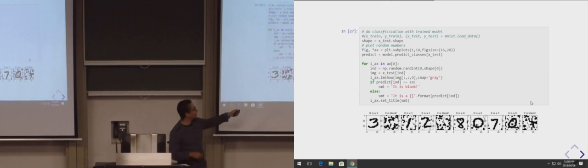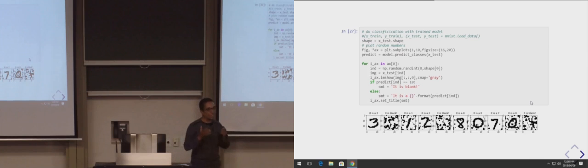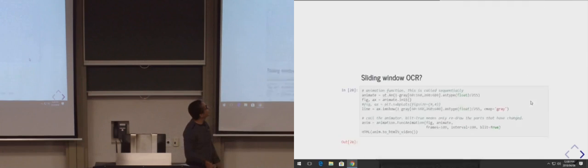So it found a 3, it found this one as blank, this one's also blank, and it found this one as a 0. So it does a pretty good job. Sometimes I would even have to squint and see if they're actually a real image.